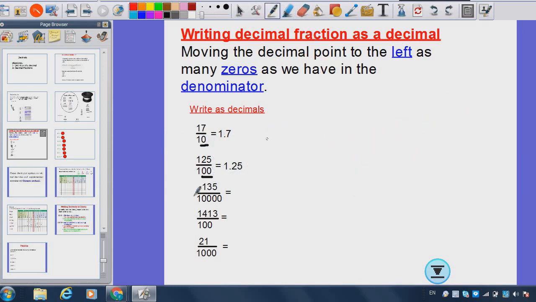The third one, 135 over 10,000. I will put the decimal point here and I'm going to move it 1, 2, 3, 4 digits. So 1, 2, 3, and 4. So the decimal point will be here. In this space, I will put a 0 always, and here I will put a 0. So it will be 0.0135.